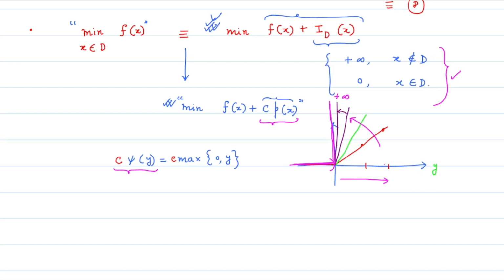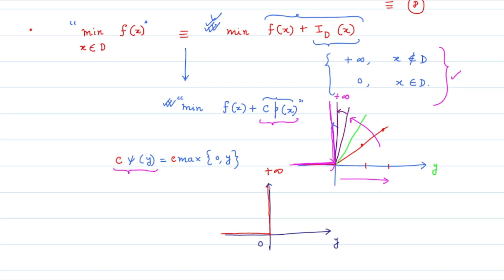But we could have also done an approximation of this ID from the inside of the feasible region, and that we call an interior penalty function. You notice that the graph of ID can also be approximated in the following manner. The graph of ID has all zeros for y less than equal to 0, and exceeding 0, you have positive infinity value. Fine. So this is the graph of the function ID.